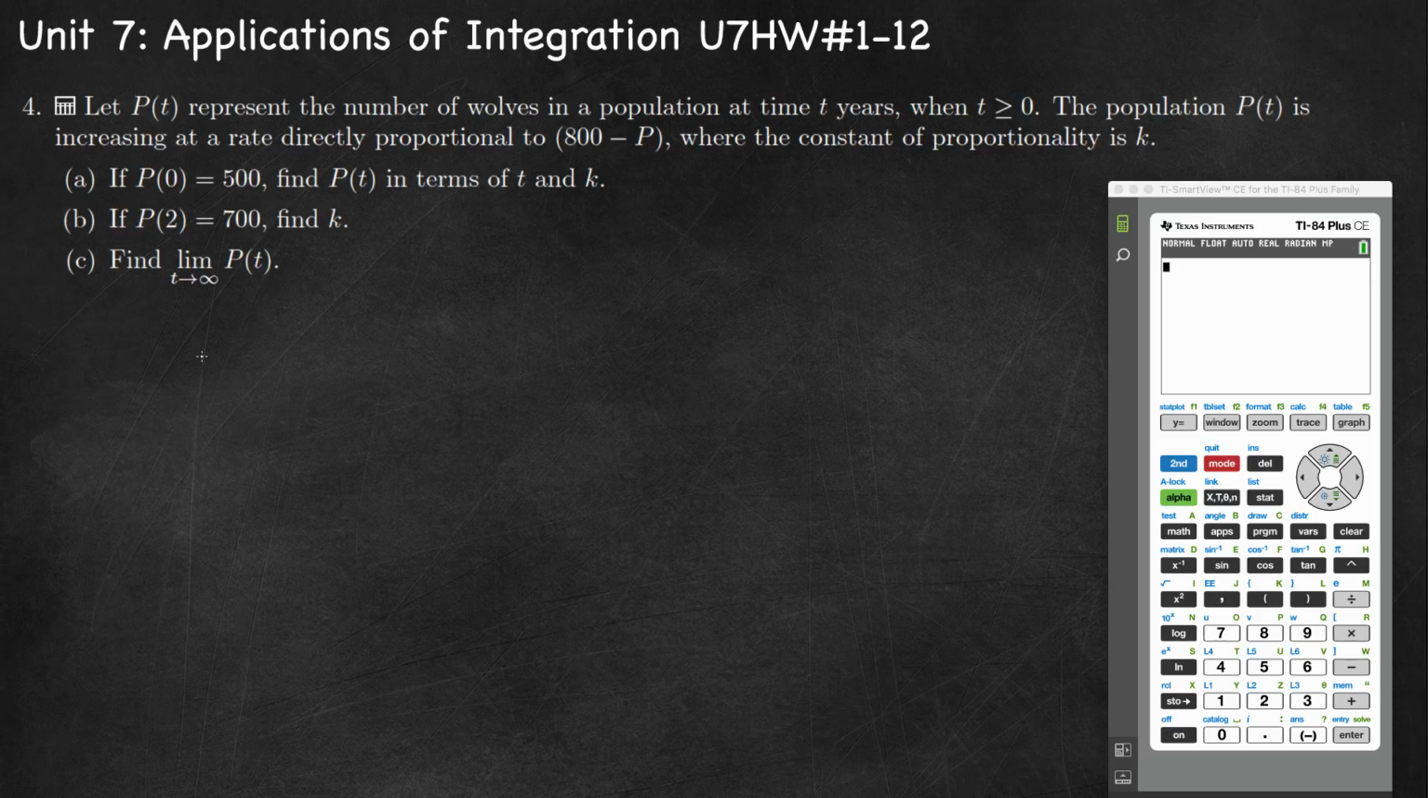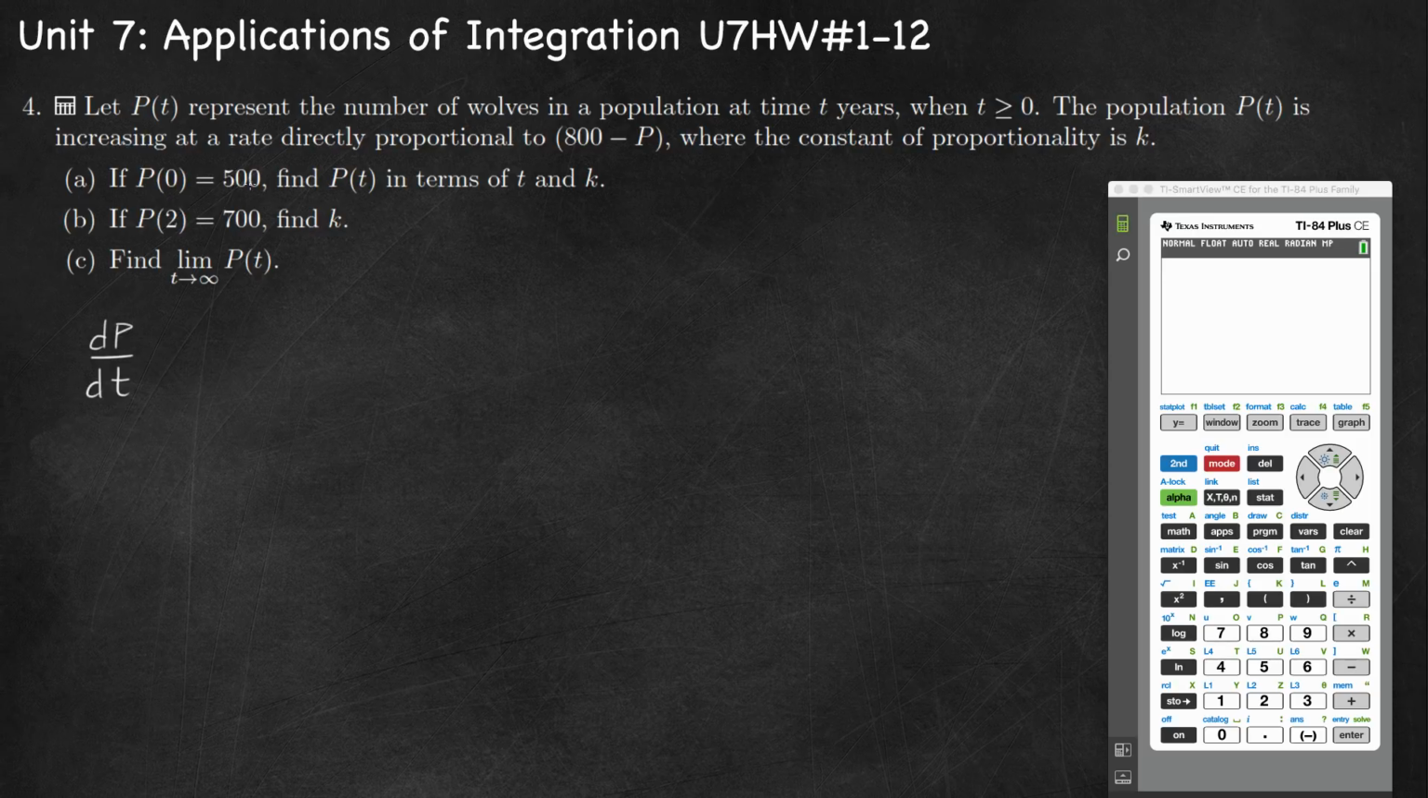So let's read it one more time. P of t represents the number of wolves, and it's going to be difficult if we stick with that function notation, so we're just going to say P represents the number of wolves. The population P is increasing at a rate. When it says at a rate, it's talking about a derivative, the derivative of P with respect to time t. So that's dP dt. dP dt is the rate at which P is increasing.